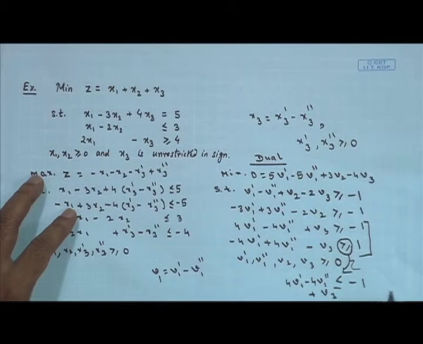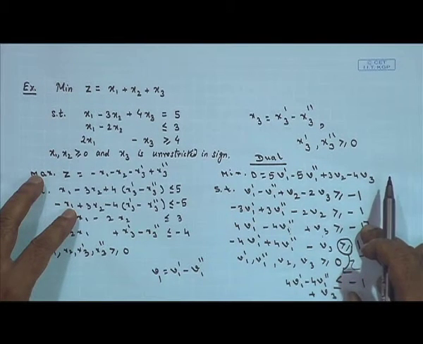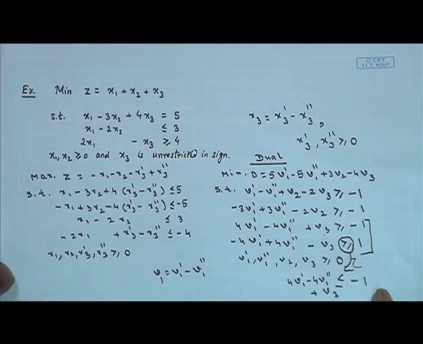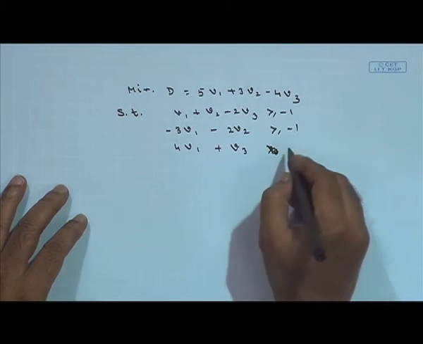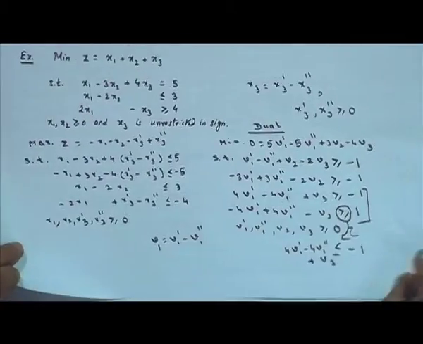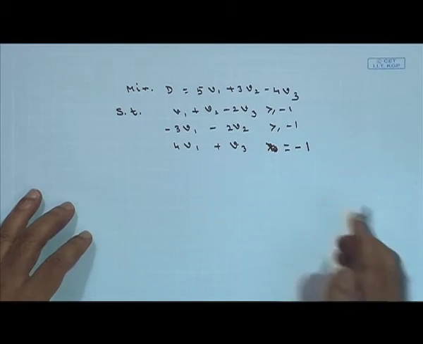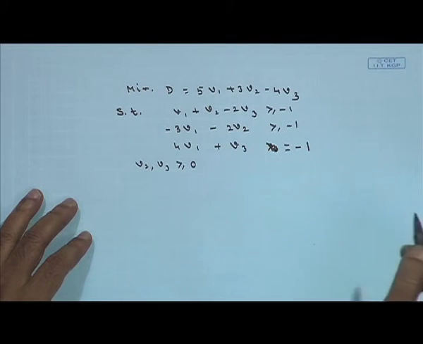which is less than or equal to minus 1, and the first one is 4 V 1 dash minus 4 V 1 double dash plus V 3 greater than or equal to minus 1. So, this less than or equal to type and greater than or equal to type I convert, and I can write one equality type constraint. So, this will be 4 V 1 plus V 3 equals minus 1, because ultimately this converted to minus 1. So, you see in this case your V 2 and V 3 are greater than or equal to 0.